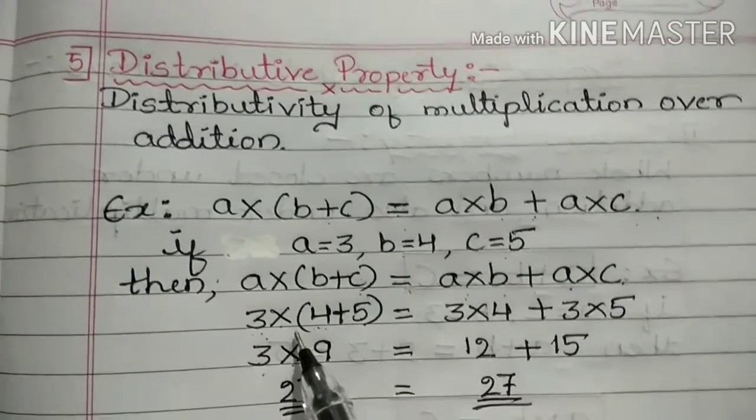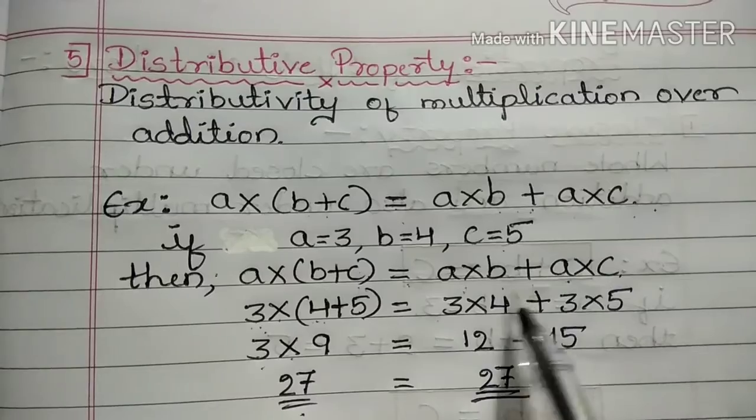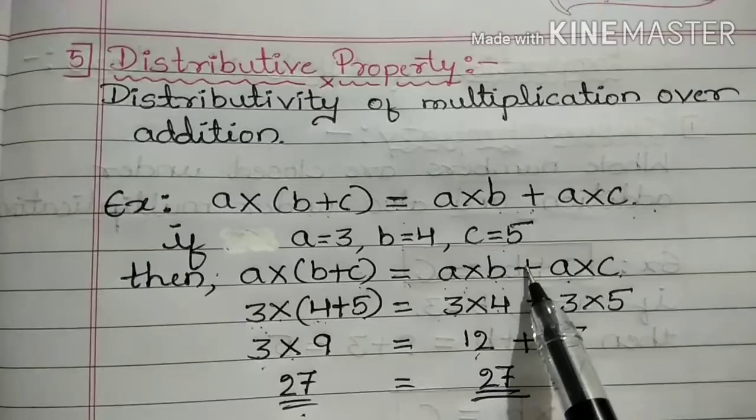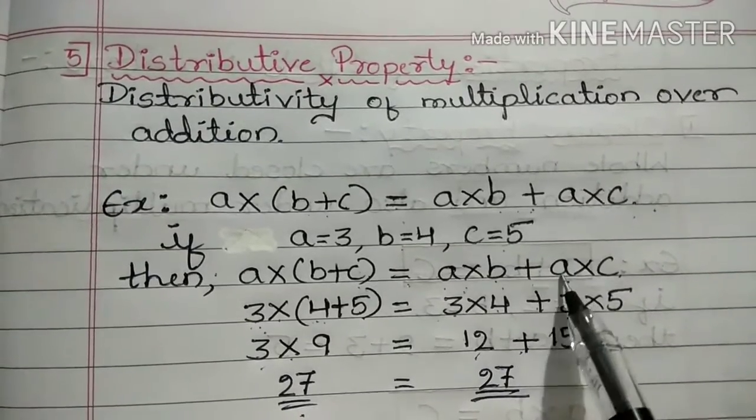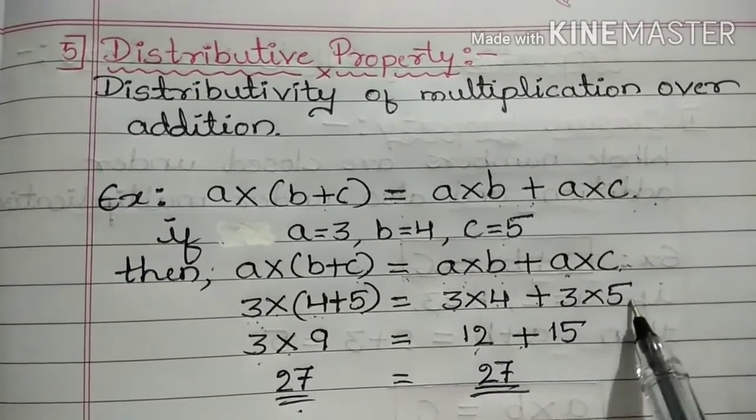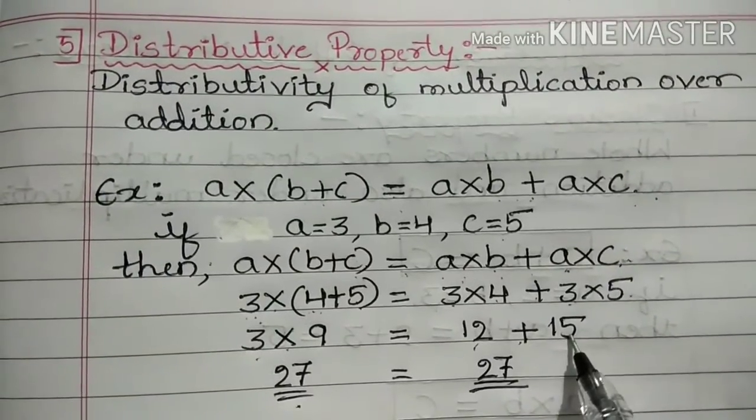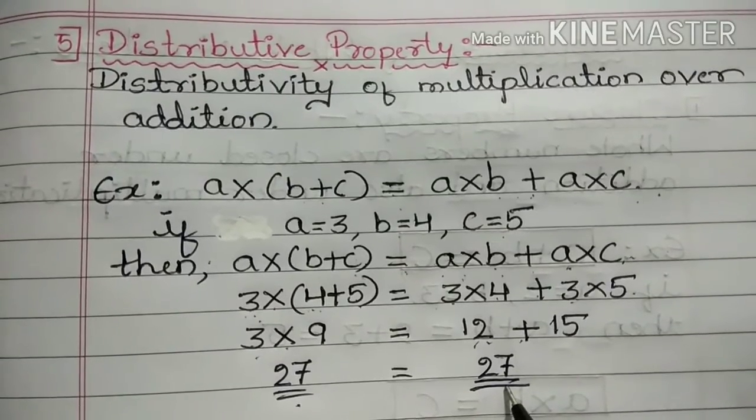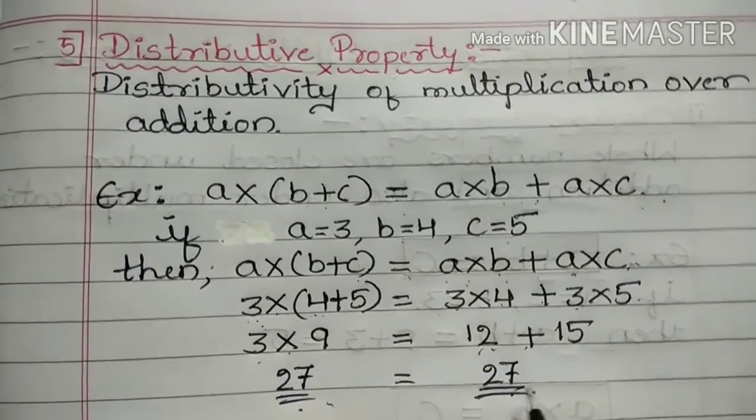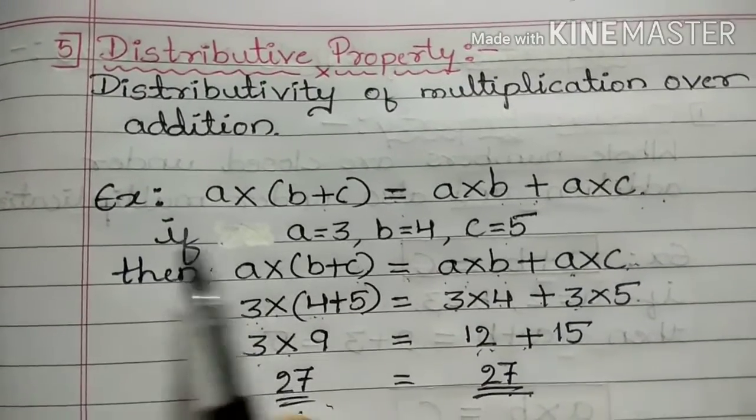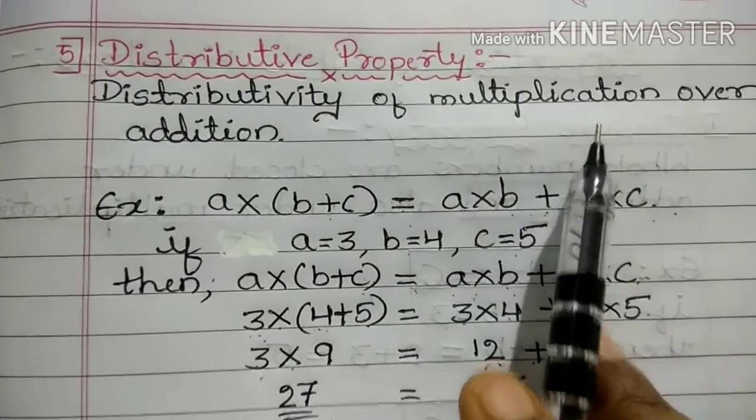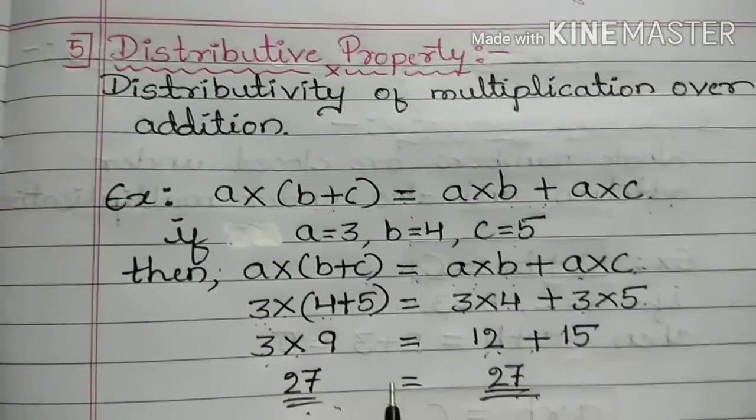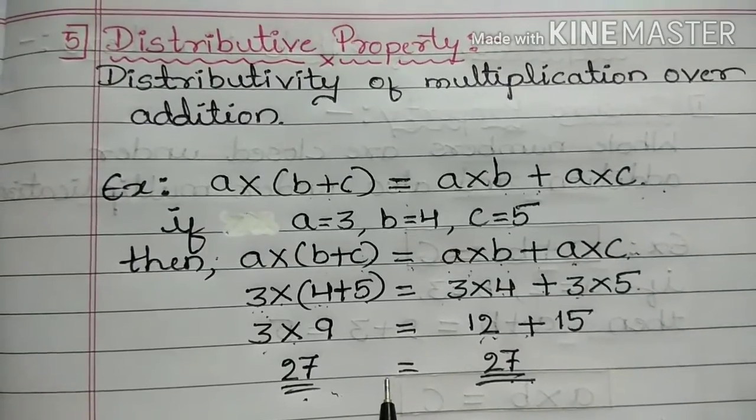So this is LHS. Now see this side, a × b: 3 fours are 12, plus, as it is, then a × c: 3 × 5, 3 fives are 15. So 12 plus 15 equals 27. So see, LHS equals RHS. So this is called the distributive property, the property of multiplication over addition. So these 5 properties are very important.